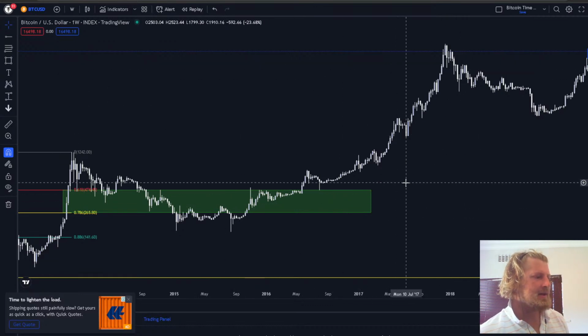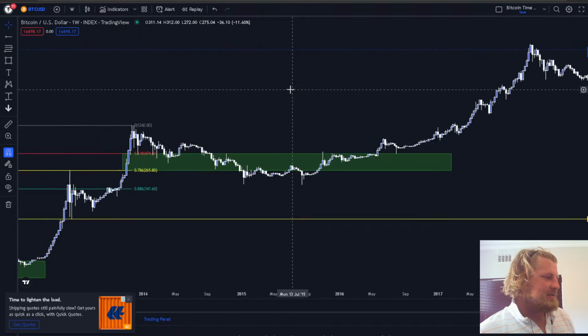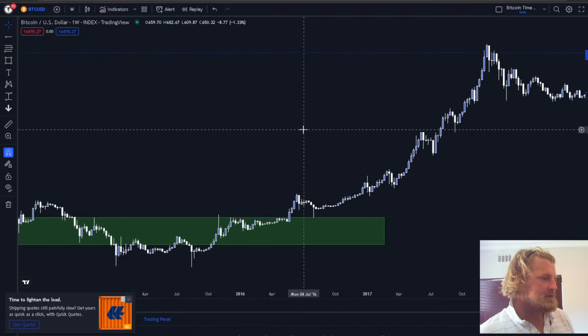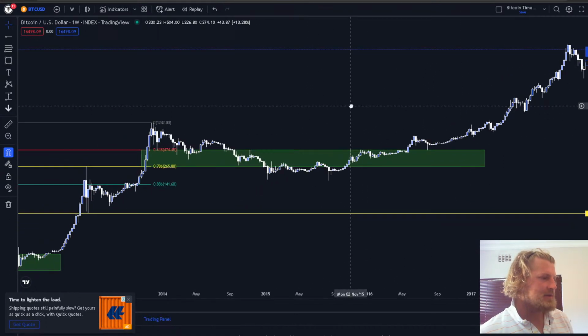Now people that tell you they buy the bottoms and they sell the top, they're lying. No one, probably Richard Hart can say that he does those things, but either way it's practically impossible to do it, right?